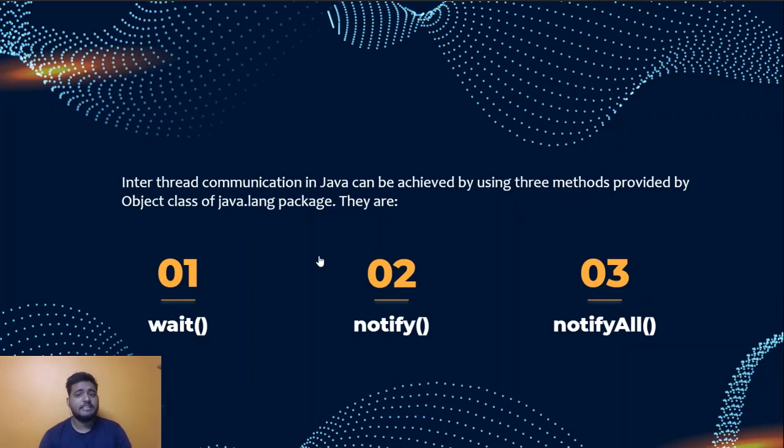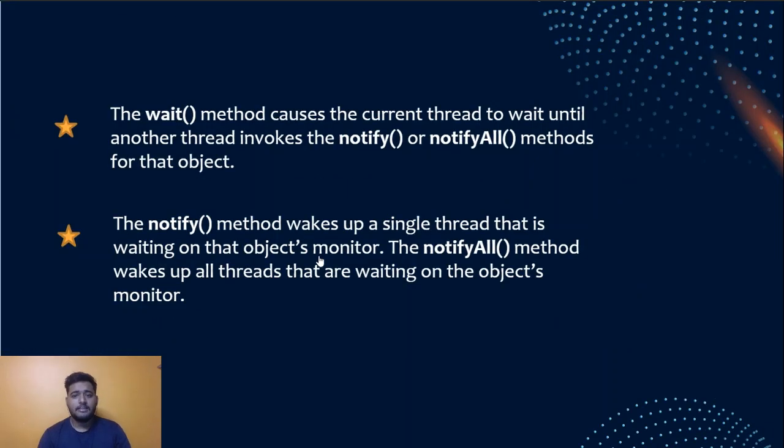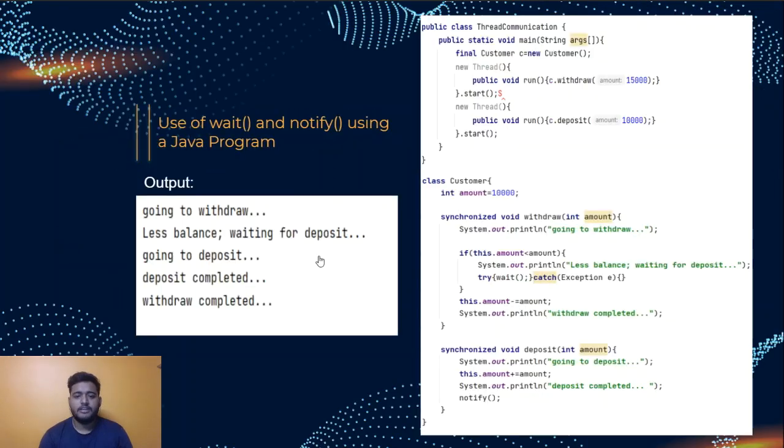Inter-thread communication in Java can be achieved by using three methods: wait, notify, and notifyAll. The wait method causes the current thread to wait until another thread invokes the notify or notifyAll method for that object. The notify method wakes up a single thread that is waiting on that object's monitor. The notifyAll method wakes up all threads that are waiting on the object monitor.